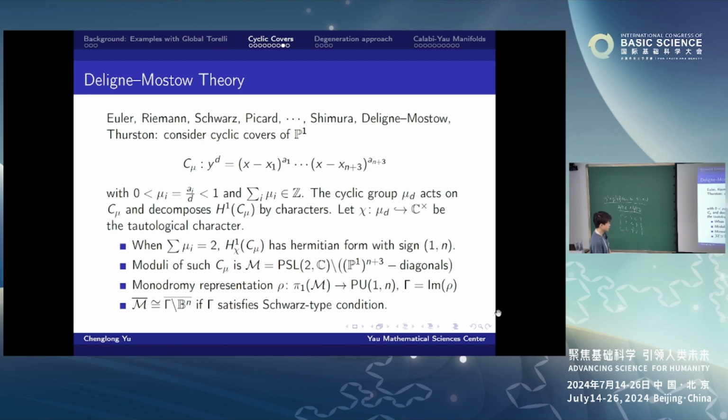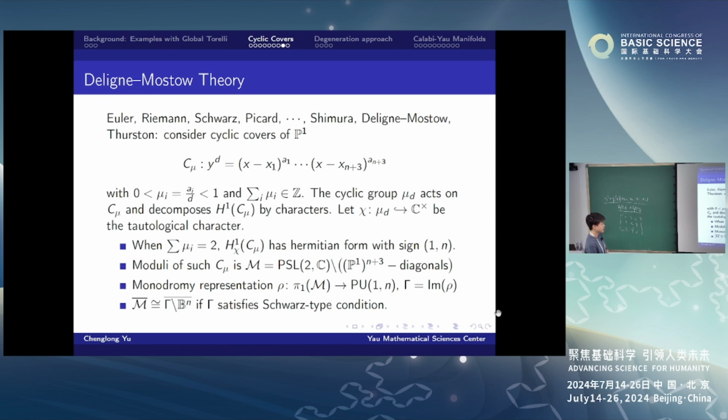domain. And Deligne-Mostow, building on some very important previous works by Lauricella, Riemann, and Schwarz for n equal to 1, the one-dimensional moduli space case, and Picard for the two-dimensional case, and many other people who generalized this. Finally, Deligne-Mostow prove that this gives you a global Torelli theorem, or isomorphism, from the moduli space of those points. So those weights will give you a GIT compactification, and on the right-hand side you consider the Baily-Borel compactification if Gamma satisfies some Schwarz-type condition.